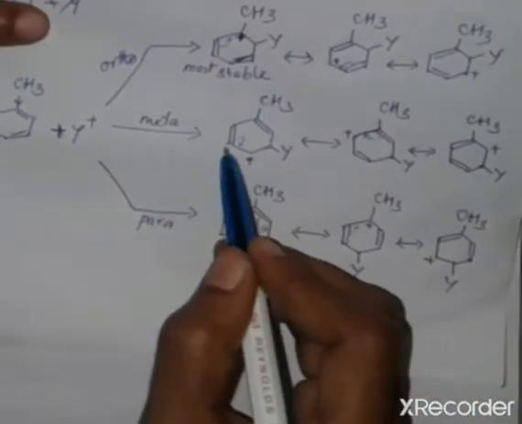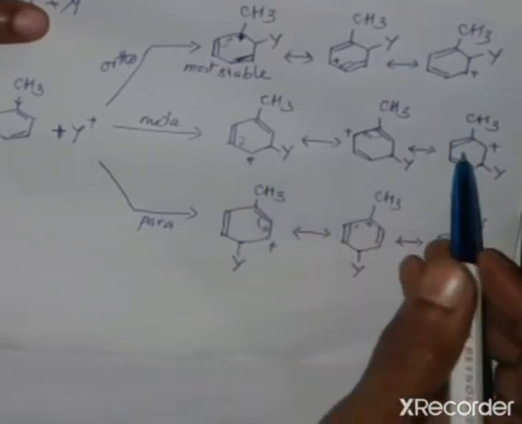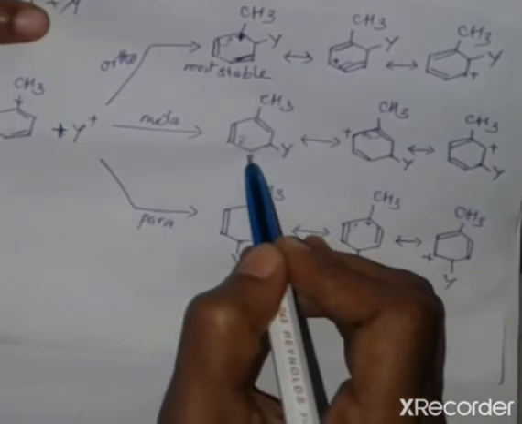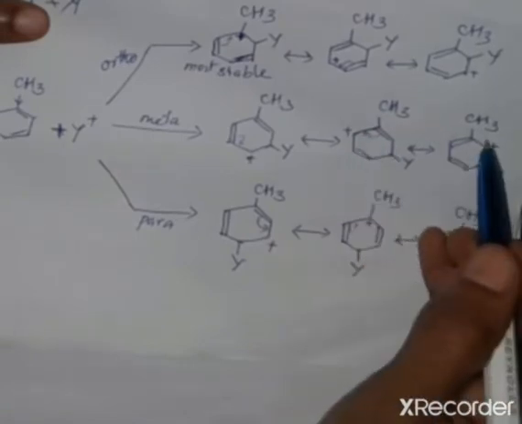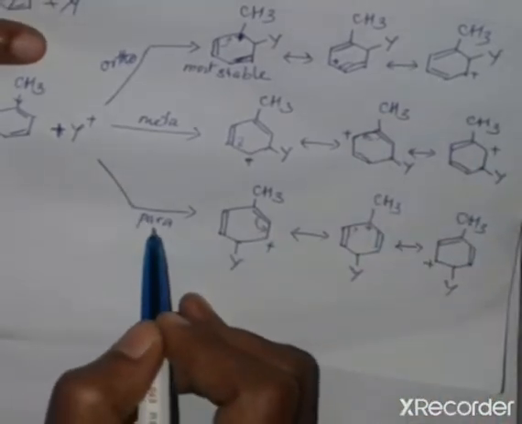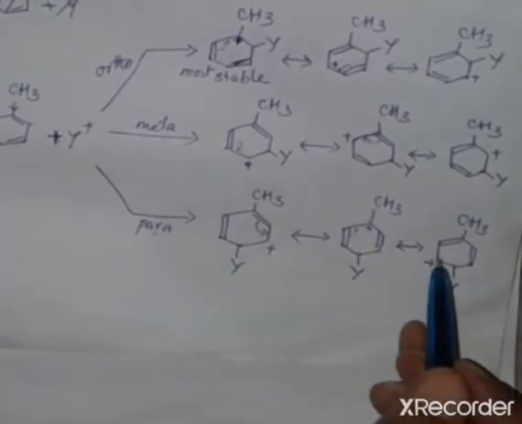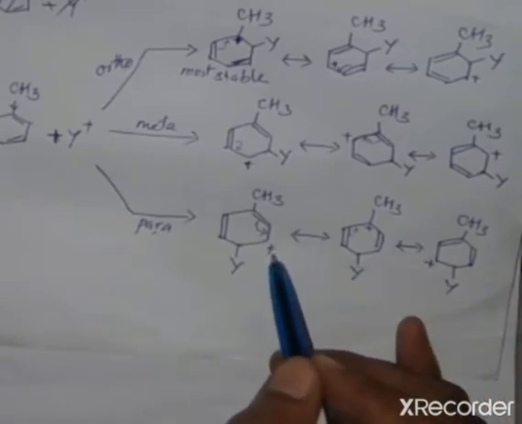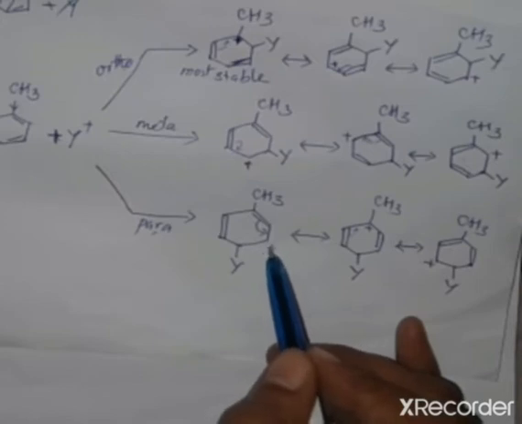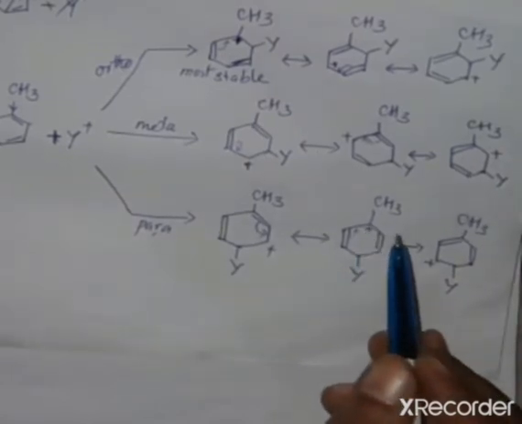Okay. When it attacks the meta position, we can also get three resonance structures for the carbocation, in which the positive charge is at the para position, the ortho position, and the other ortho position. If it attacks the para position, we can again get a carbocation which is also stabilized by just three resonance structures, in which the positive charge is at the two meta positions, and at the carbon to which the CH3 is already bonded.